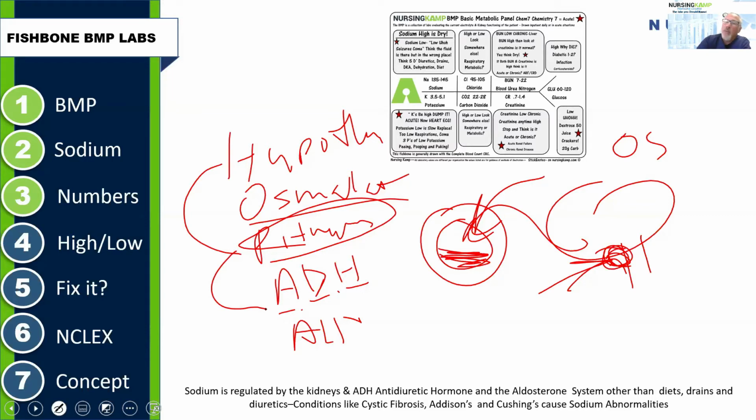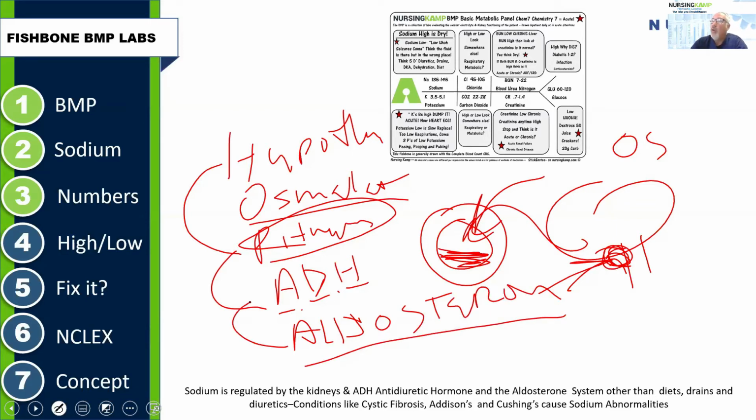And that is helped through the aldosterone, and that's the last part. This aldosterone basically prevents any further loss of fluid, and it basically shuts down this process. So sodium is regulated through HOPA, which is hypothalamus, osmolarity, pituitary gland, ADH, and aldosterone system.